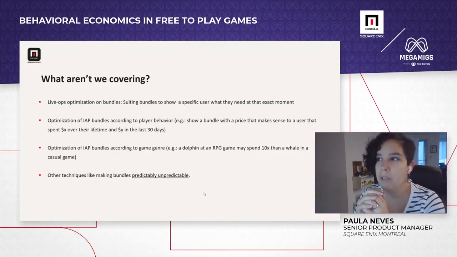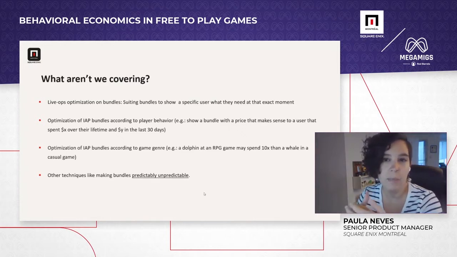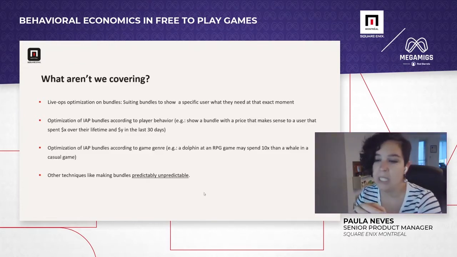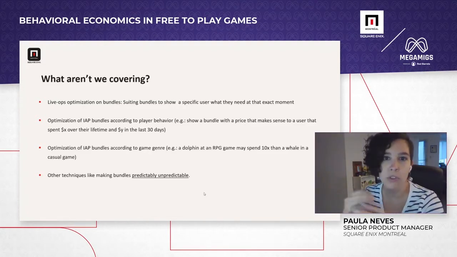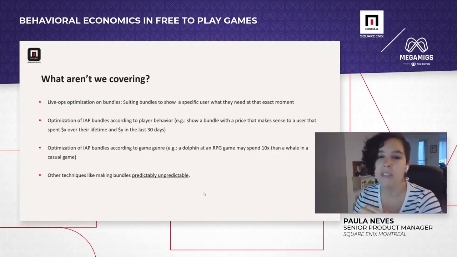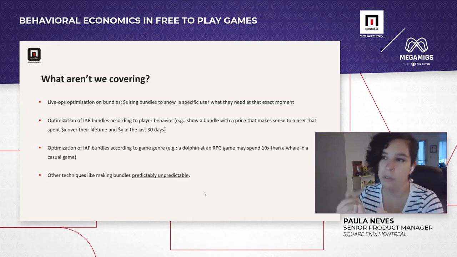Optimization of IAP bundles according to player behavior. So showing, again, a bundle with a price that makes sense to a user because he spent X over their lifetime or Y in the last 30 days. You would show someone that has spent over $100 a larger package than someone that has spent 1 or 0, right?